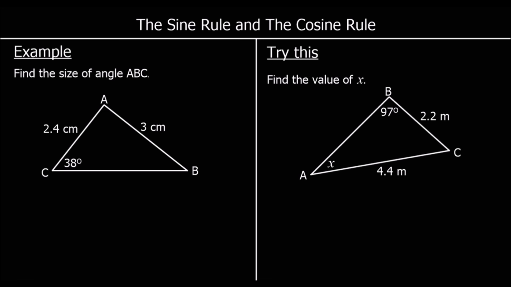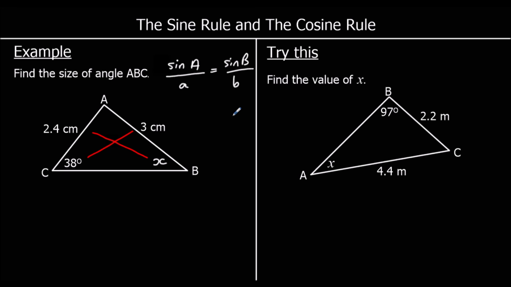So we're asked to find the angle ABC. So ABC, that's this angle here. And we have opposites, which means we are working with the sine rule. It's the sine rule this time, and it's an angle we're working out. So we're going to have sine A over a is sine B over b. To work out an angle, we're going to put the angles on top.